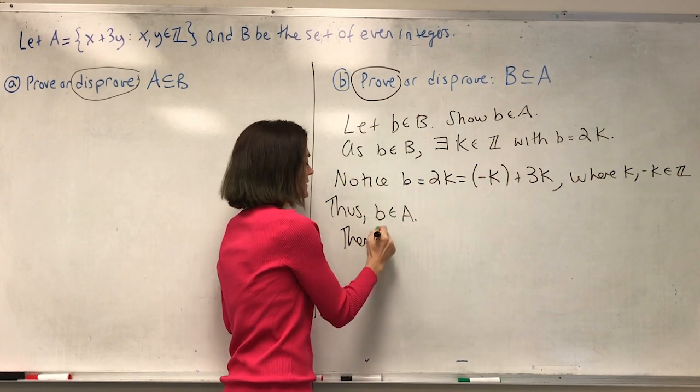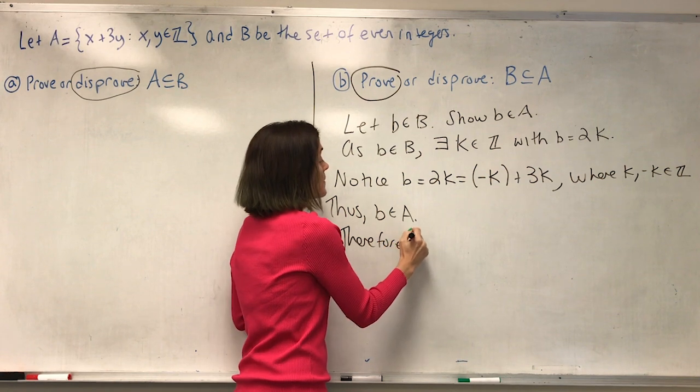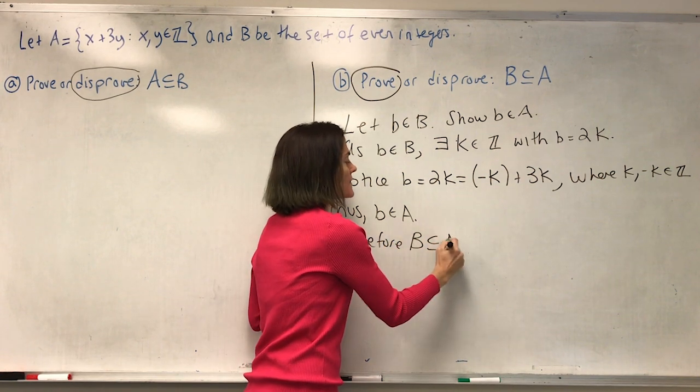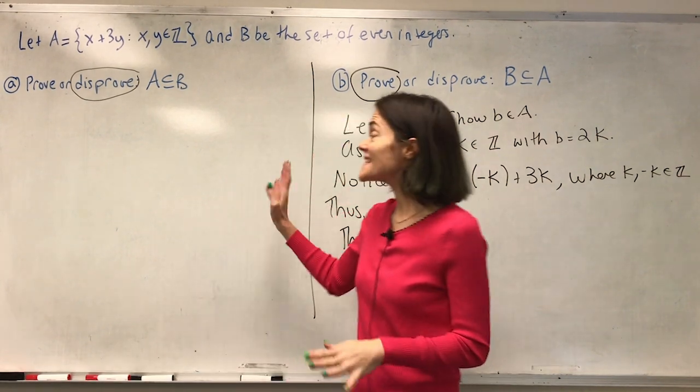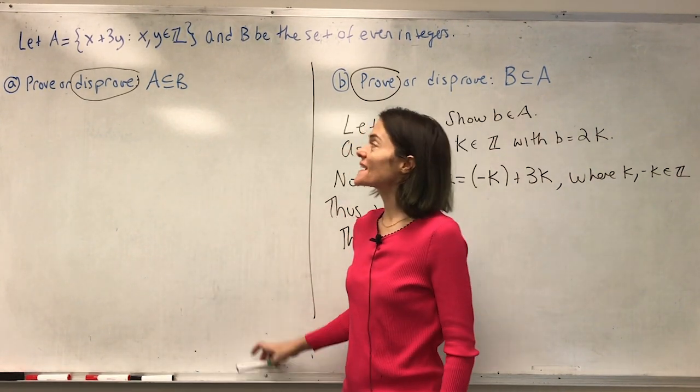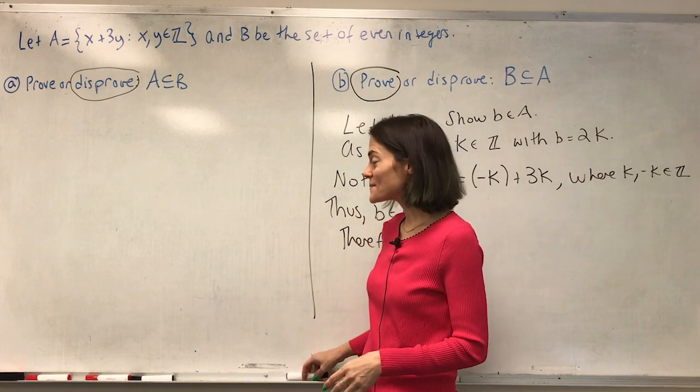Therefore, B is a subset of A. So we have proved this side. Now, let's think about this one. We would like to disprove that A is a subset of B.